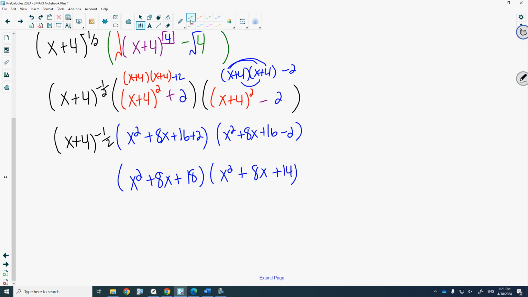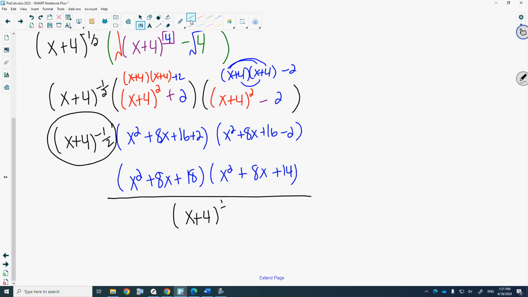And then this, I'm going to write it in the denominator to make it positive. And that will be negative 1 over 2 will become 1 over 2. And again, your book might say that that's the answer, but remember this you could write as a radical. So it would be the same thing as the square root of x plus 4. So it's okay if you box this in, or you could write it as the square root of x plus 4.